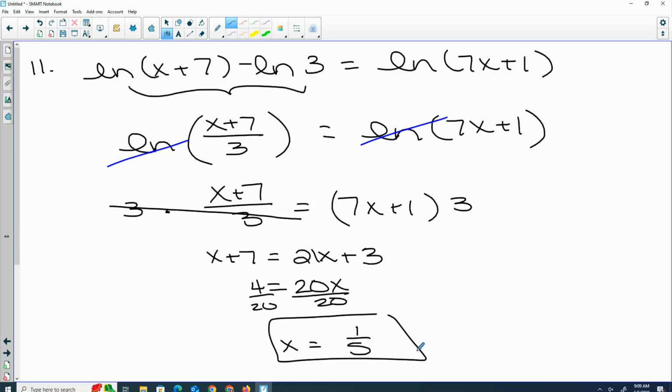What should we always do on these log problems? Check them. When you have a log, the argument has to be positive. So 1/5 plus 7 is positive, 3 is positive, 7 times 5 plus 1 is positive. So it's all good. If any of those turned out to be negative, then we would say there is no solution.